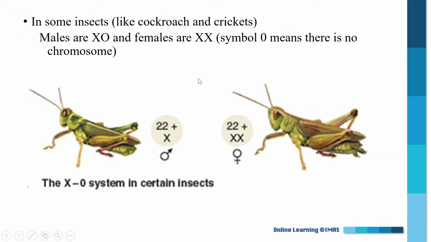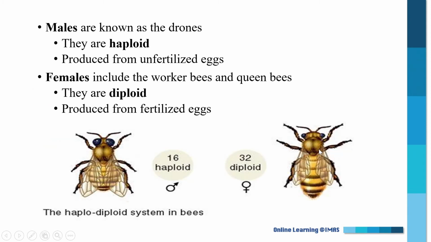Crickets and cockroaches have another system called the XO system, or X0 system. In this case, if you have two copies of X, you are a female. If you have only one copy of X, you are a male. That's why here you don't have another copy. You don't have a homologous chromosome for this one. So it's called X0, or XO. All right.